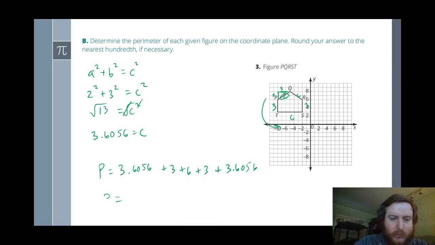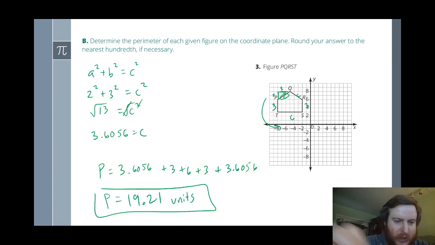And remember, we are only finding the perimeter. We're not finding the area on part B. So nice and simple, that's it.